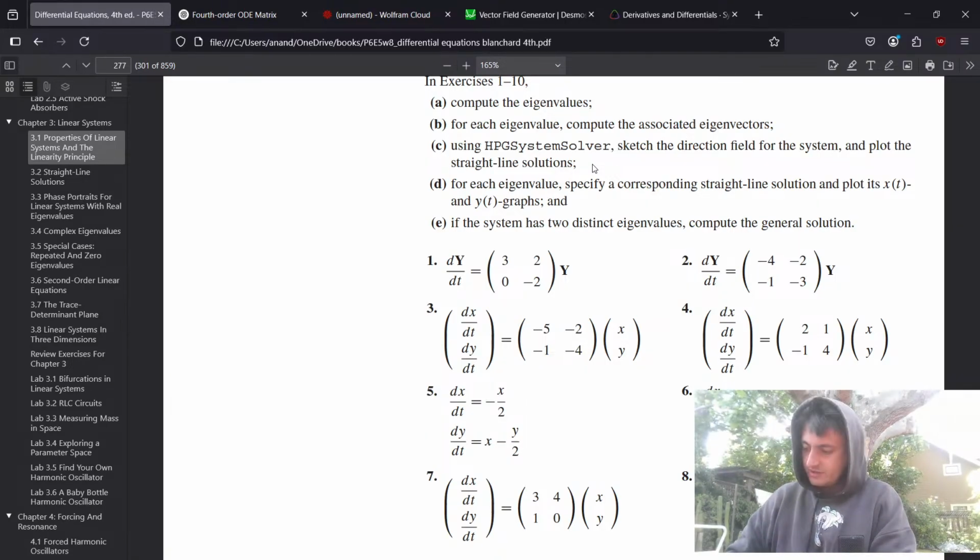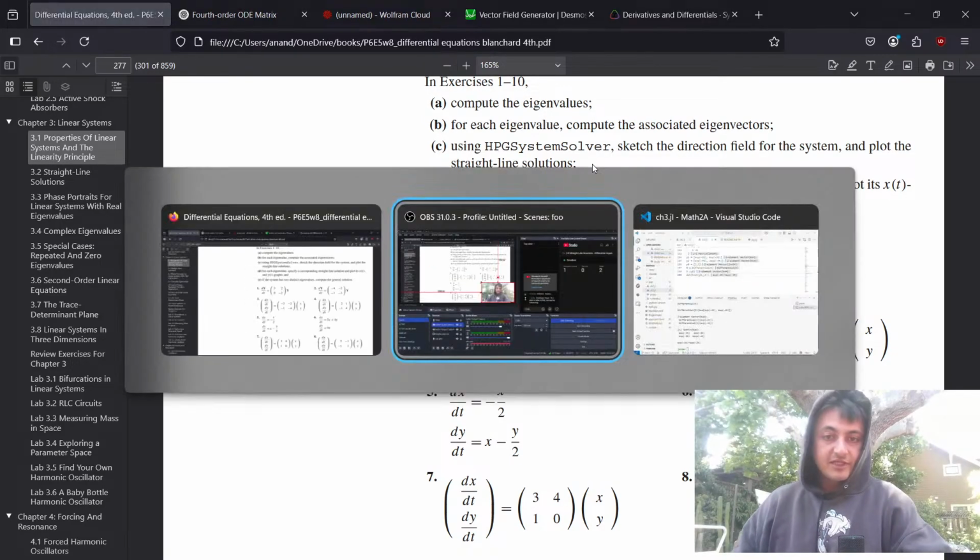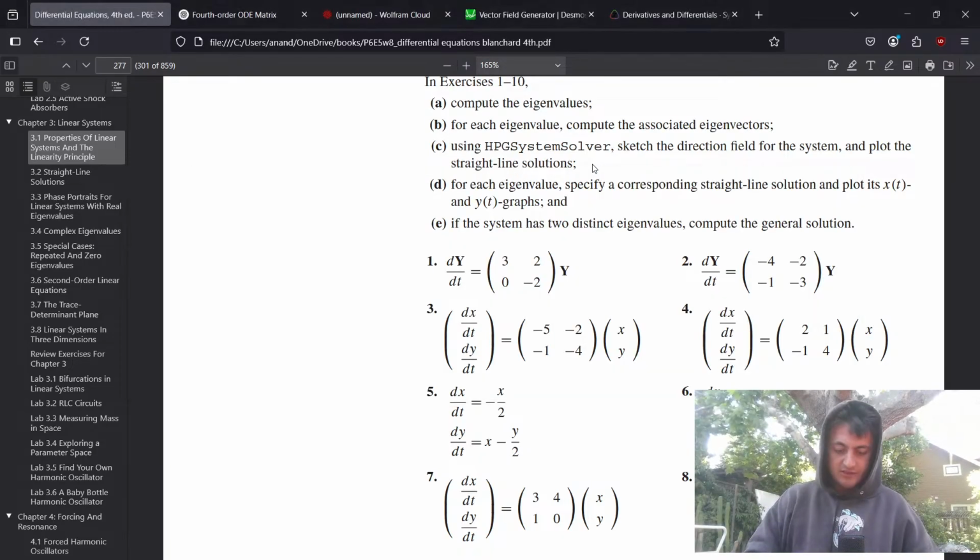Okay, 3.2, straight line solutions. We're going to be trying to get through 4 sections today. I usually try to get through 3, but I have a lot to do.